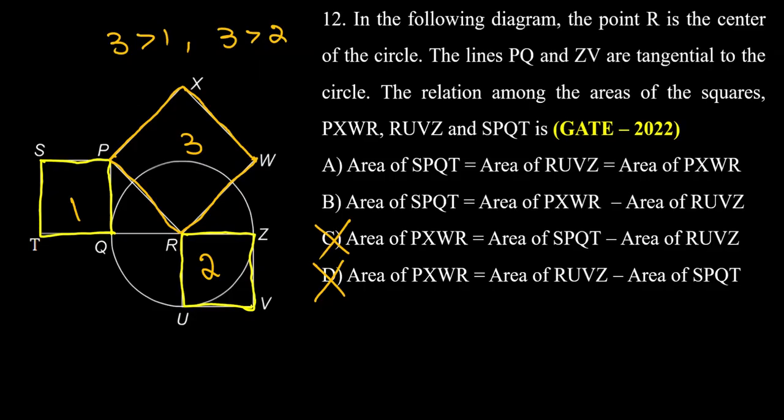Now, are all three areas equal? 1, 2, 3 are equal? So we can remove option A. But if you focus, we have only one option left, B. In fact, logically, the third one obtained by adding 1 and 2 is possible.